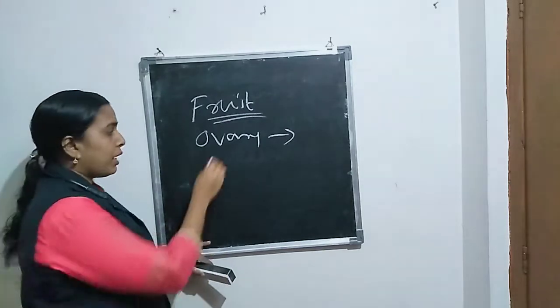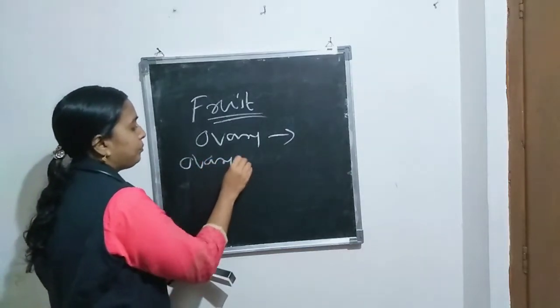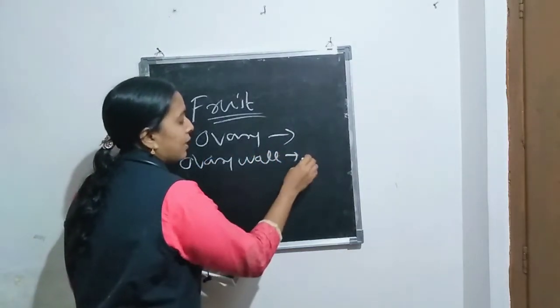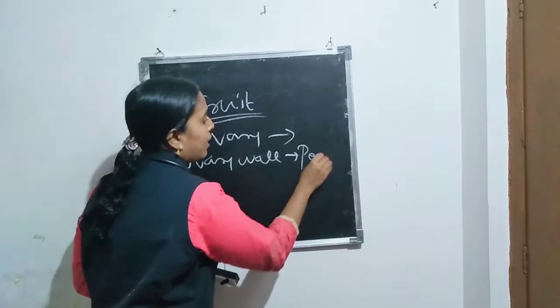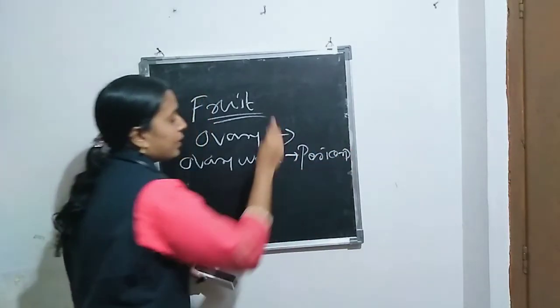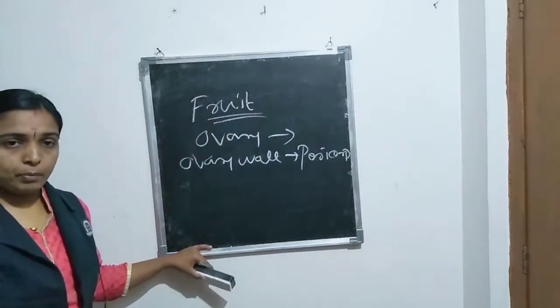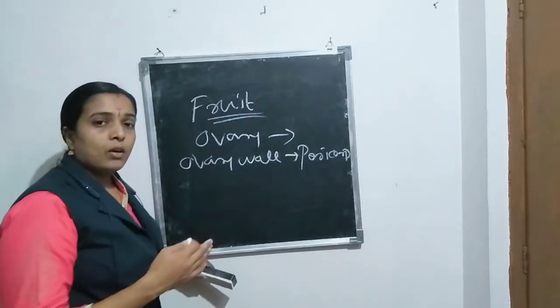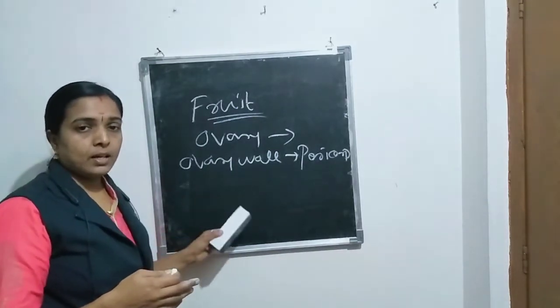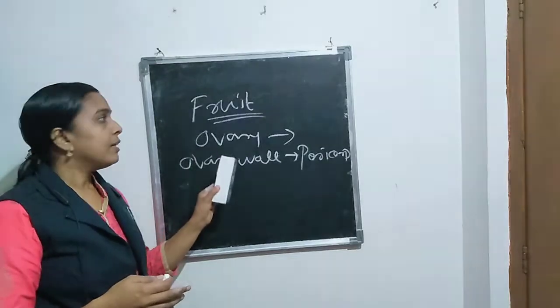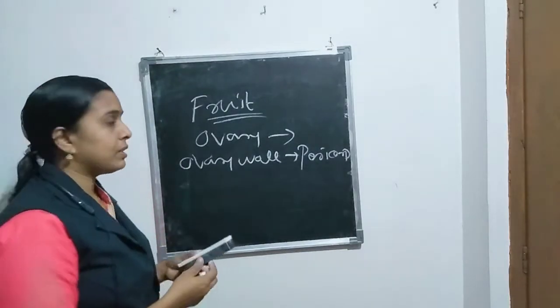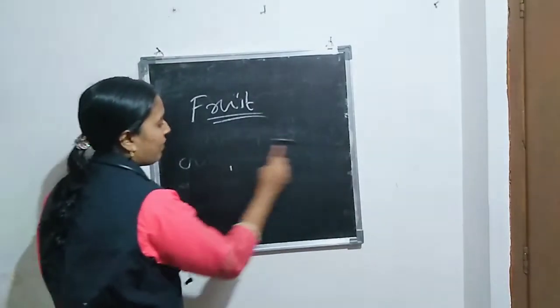The ovary becomes fruit, and the ovary wall becomes fruit wall, the technical term for which is pericarp. Fruits are the products of sexual reproduction. The ovary develops into fruit. All these are very clear. Then there are different types of fruit based on development.